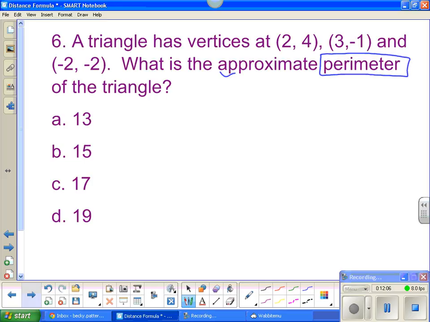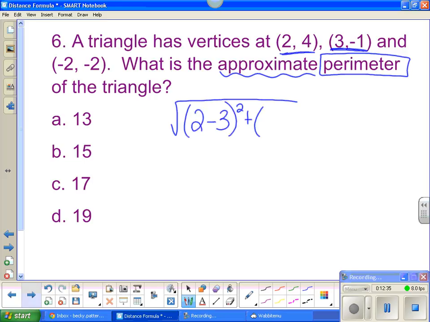It also said approximate, which means I'm going to have a decimally kind of answer, but if you look at my multiple choice, those are all whole numbers. So I'm going to round to the nearest whole number once I get my answer. These are a pain because I have to do the distance formula 3 times. So I'm going to do the distance formula between this point and this point first. So x minus x squared plus y minus y squared.